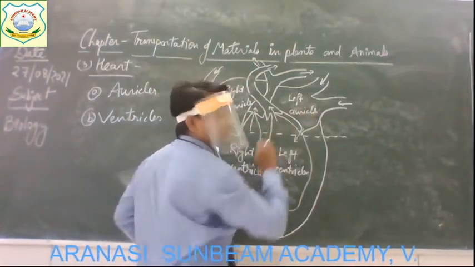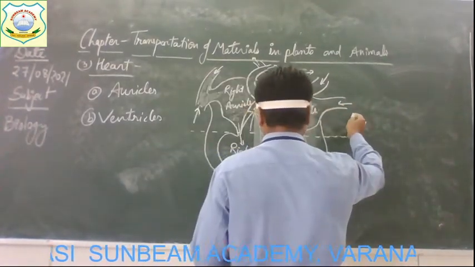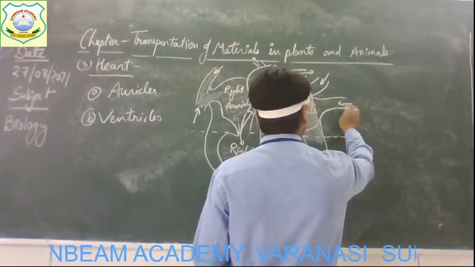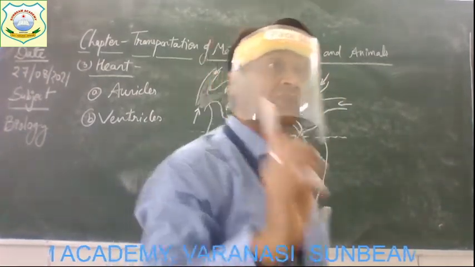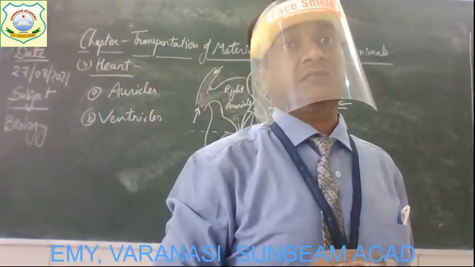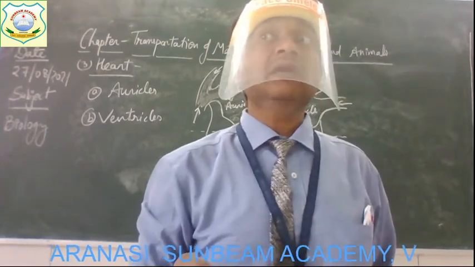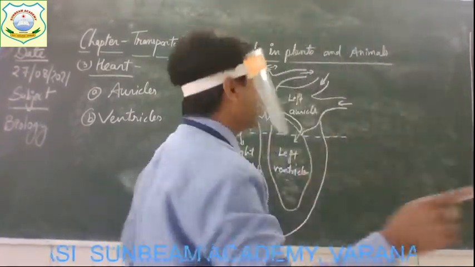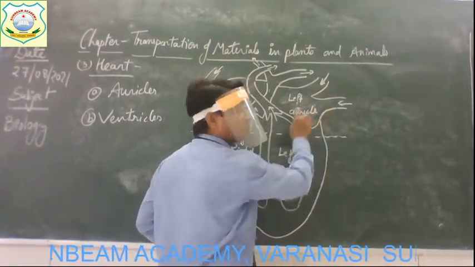Now come to this side. Left auricle, just see that. The arrow is going to indicate what? The blood is coming here. But this blood is coming not from the body cells. This blood is coming from the lungs. Okay. And when the blood comes from the lungs, will that blood be oxygen rich or carbon dioxide rich? Oxygen rich. So you can see that oxygen rich blood from the lungs is coming into the left auricle.